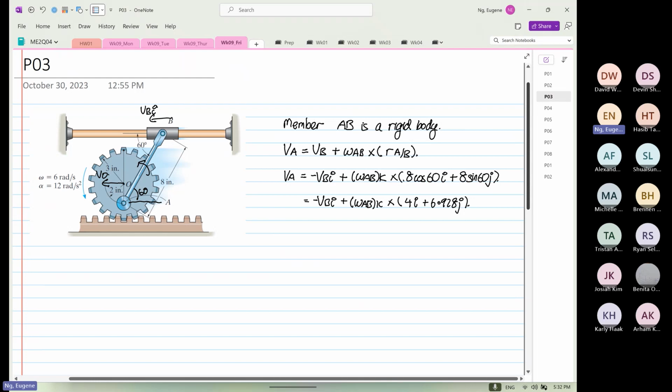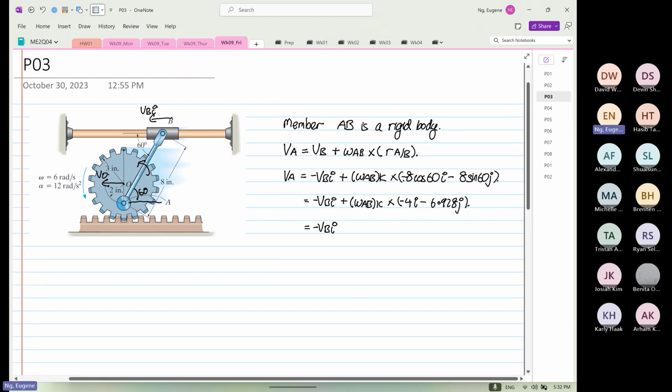Yeah, from point B, right? You're right. So from point B, so both are minus. Thank you. So A, so this is B, so minus minus. You're right. So this is negative, and this is negative. So 8 cos 60, 4, 8 sine 60. Yes, thank you. So this is equal to minus VB I.